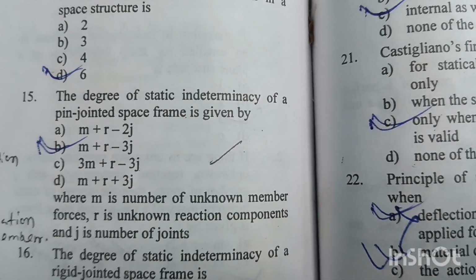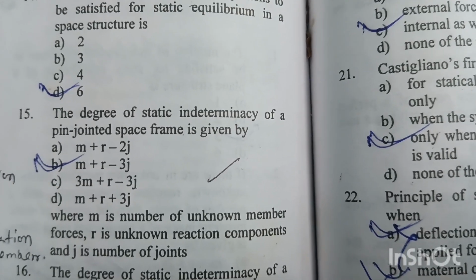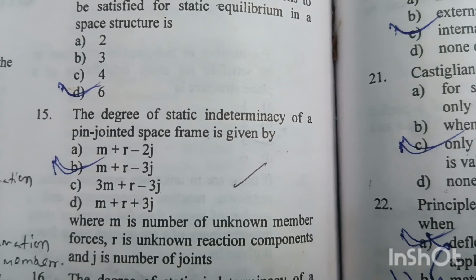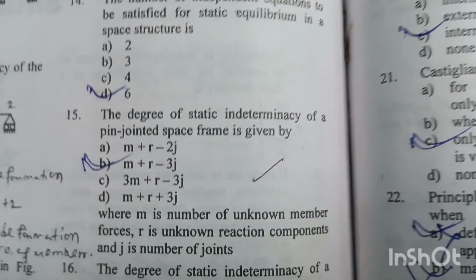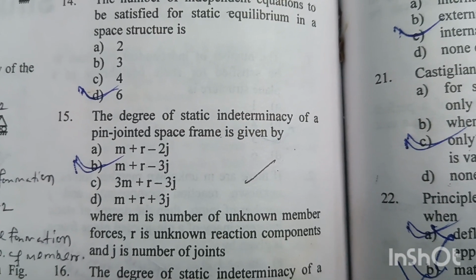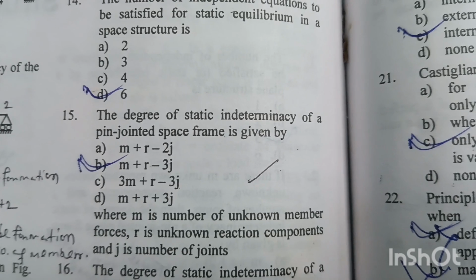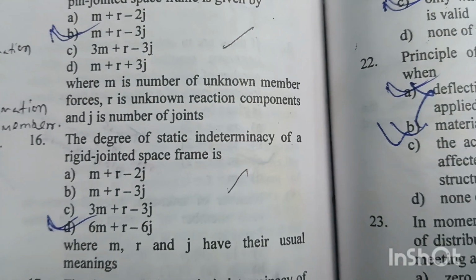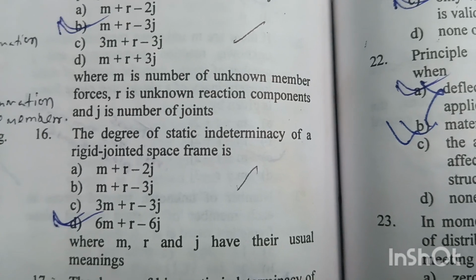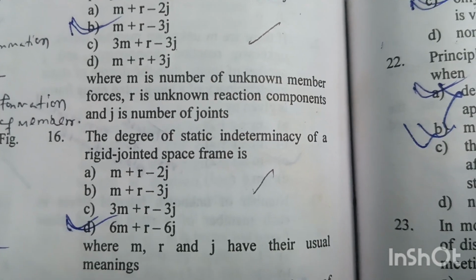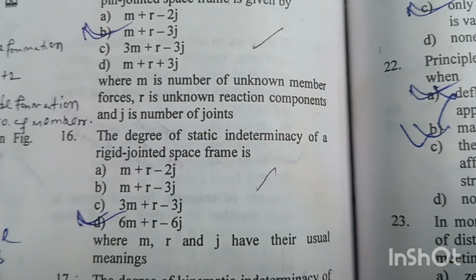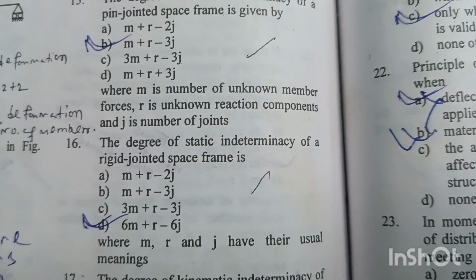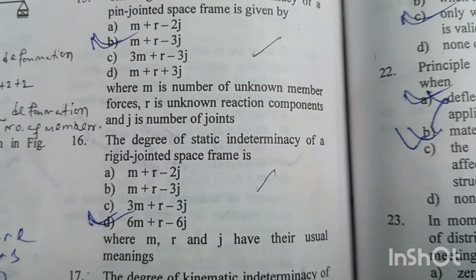Question number 15. The degree of static indeterminacy of a pin jointed space frame is given by m plus r minus 3j. Option B is the right answer, where m is the number of unknown member forces, r is the unknown reaction components, and j is the number of joints. Question number 16. The degree of static indeterminacy of a rigid jointed space frame is 6m plus r minus 6j, where m, r, and j have their usual meanings as stated earlier. Option D is the right answer.